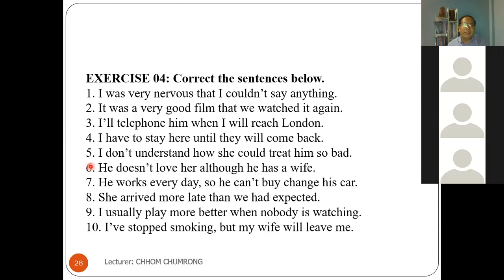I was very nervous that I couldn't say anything. Where is the mistake here, everybody? Comma, teacher. So that, I was so nervous that I couldn't say anything. So, check that. My verb close here. I was so nervous that I couldn't say anything.